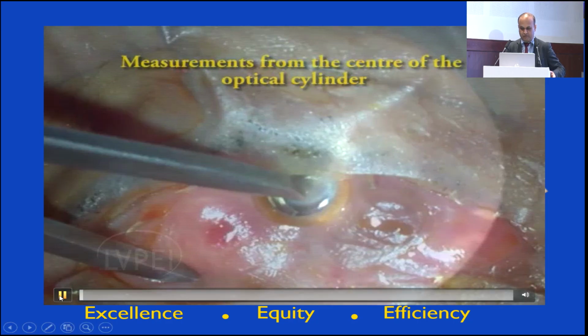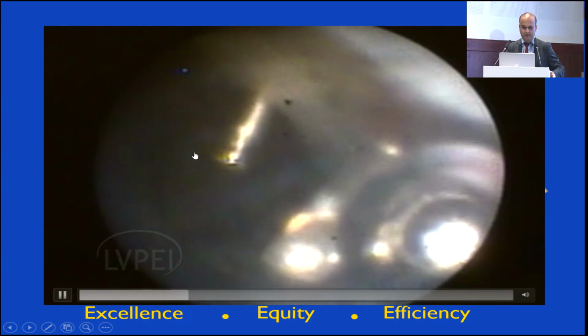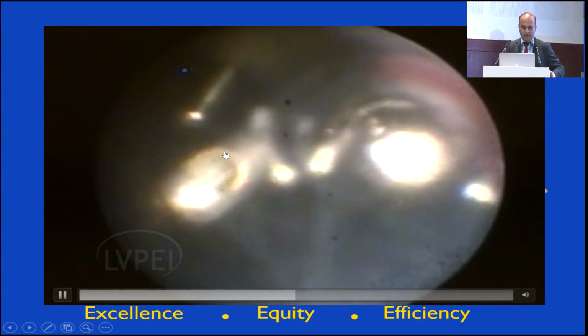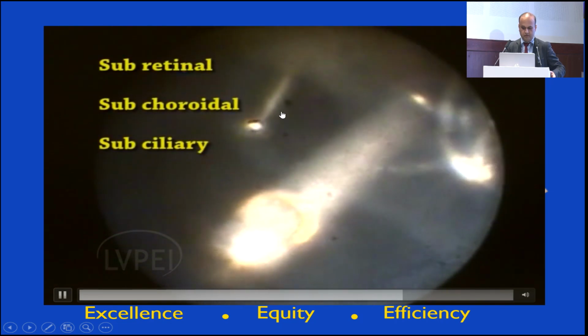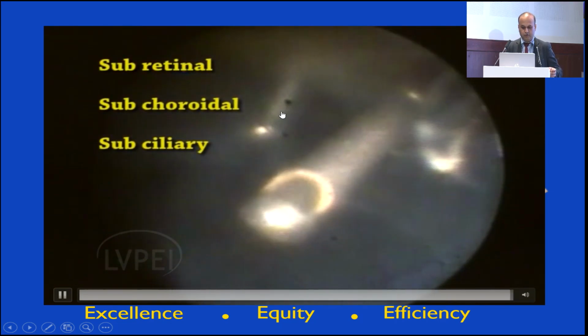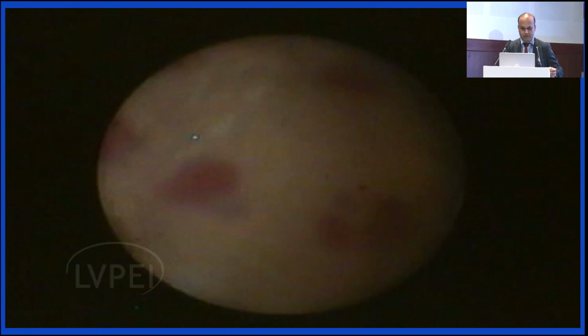In terms of surgery, how do we go about measuring from the optical cylinder? We can measure from the center of the cylinder, taking a distance of around 9 millimeters. It helps us in visualizing the cannulas and their location, and if inadvertently we end up going into a subretinal or subchoroidal space, that can be prevented.